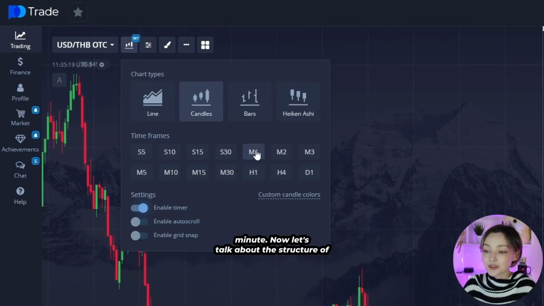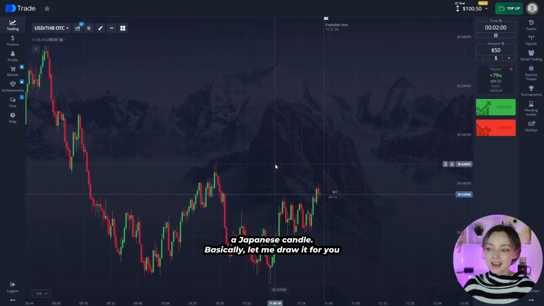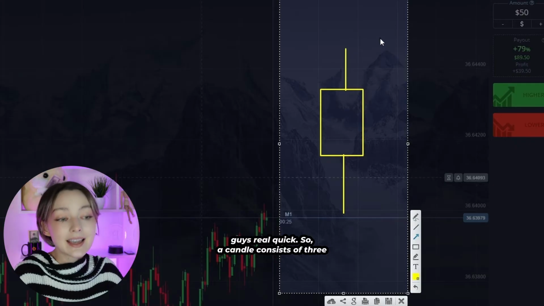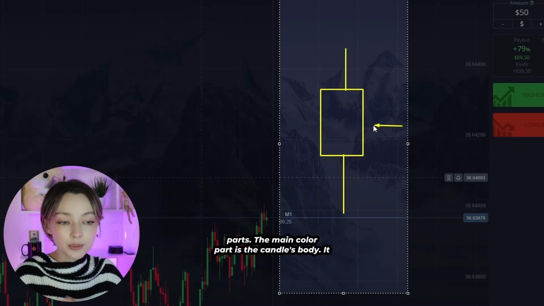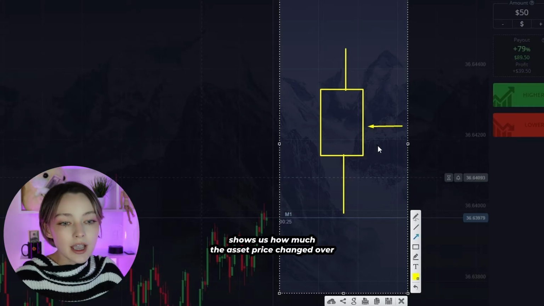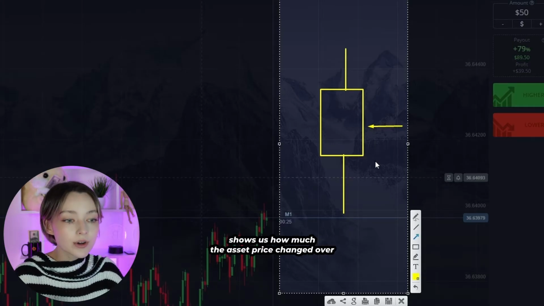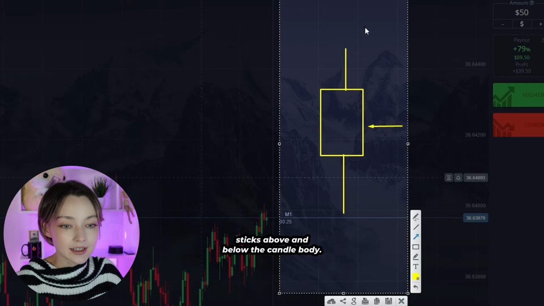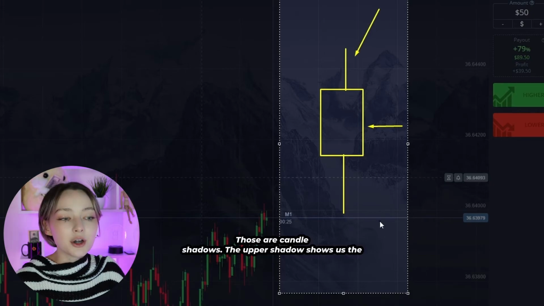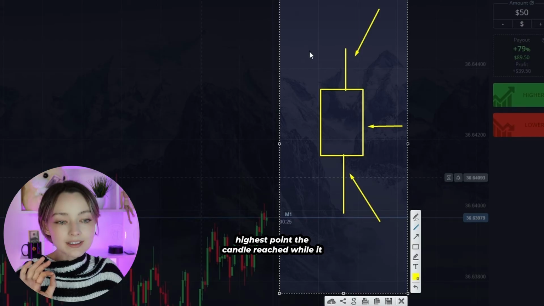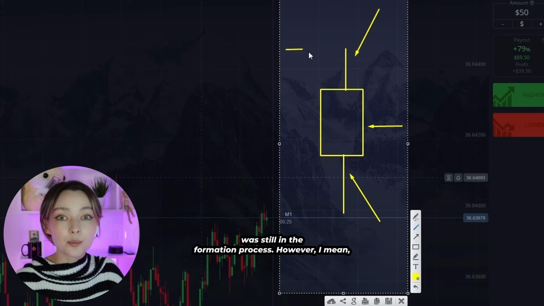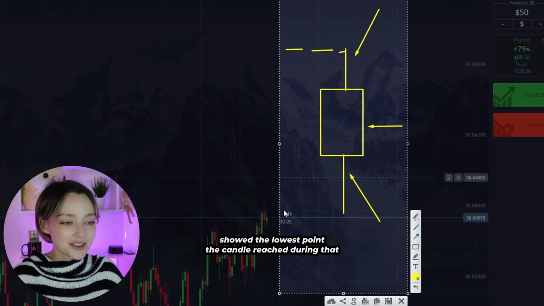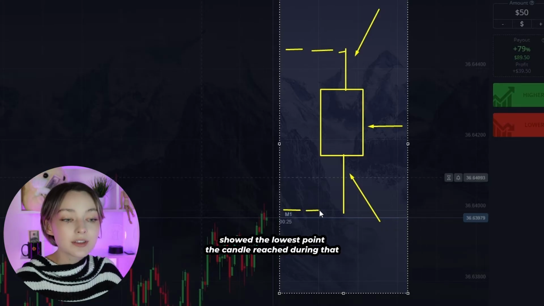Now let's talk about the structure of a Japanese candle. Let me draw it for you guys real quick. A candle consists of 3 parts. The main colored part is the candle's body. It shows us how much the asset's price changed over the course of a certain time span. We can also see 2 sticks above and below the candle body. Those are candle shadows. The upper shadow shows us the highest point the candle reached while it was still in the formation process, whereas the lower shadow shows the lowest point the candle reached during that same process.